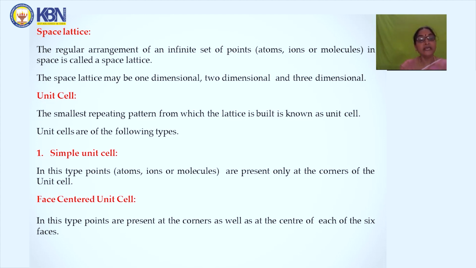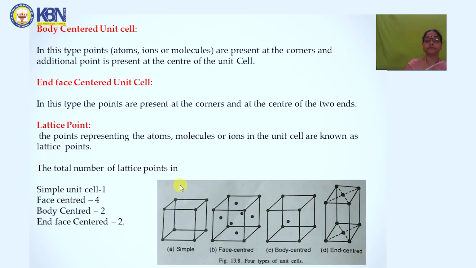So what is meant by a simple unit cell? In this type of unit cell, atoms, ions or molecules, which are considered as points, are present only at the corners of the unit cell. See, this is an example of a simple unit cell.